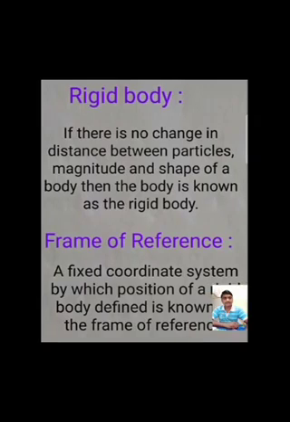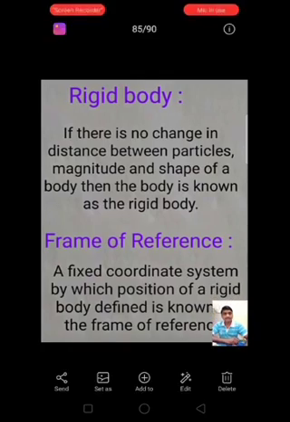During the translatory motion of a rigid body, all the particles of the rigid body attain the same displacement. Different particles of the rigid body during translatory motion should not attain different distances or different displacements. Next, the second one is rotatory motion.